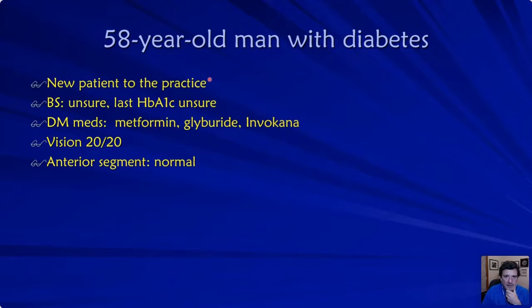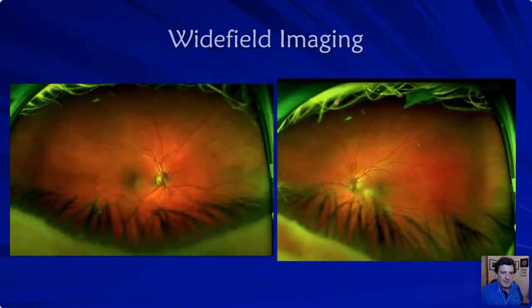And here's a 58-year-old man with diabetes, new patient to the practice, unsure of the hemoglobin A1C, on metformin, glyburide, Invokana, 2020. Just, hey, I'm 58, think everything's good. And I really don't track my blood sugar. I really don't track my hemoglobin A1C. Decide to get the wide field imaging.